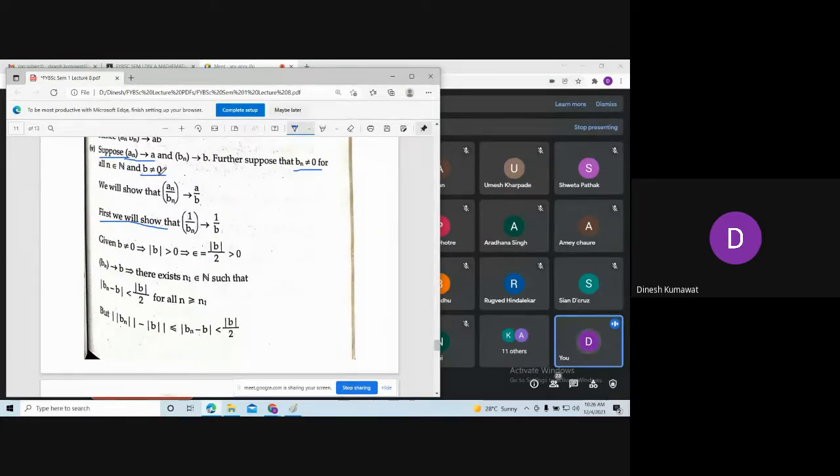So observe here, we are assuming that b is non-zero. So if b is non-zero, then what can I say about mod b? जैसे अभी हमने ये practical के question में किया. If a is non-zero, then its modulus is anyway bigger than 0. So here we are having b is non-zero, so mod b is strictly bigger than 0. Then what you can say about mod b by 2? Bigger than 0. This is also bigger than 0.